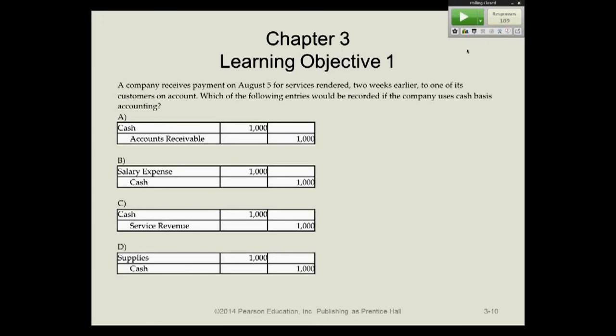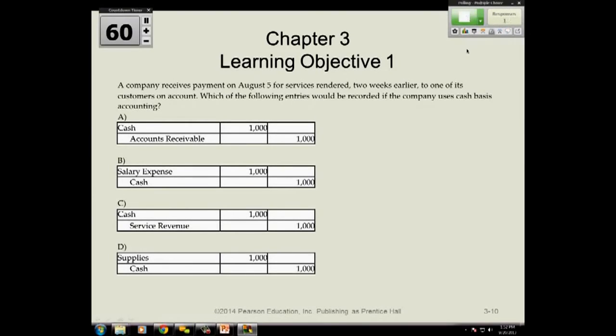Let's just see again, assuming hopefully you have this in front of you. I'm sorry it's kind of small, but I can't make it larger. All right, all I want to know is what's the entry if this is the cash basis. You provided service 2 weeks ago for somebody on account, and now they paid you. So the question is, when you collect it, how do you record it?